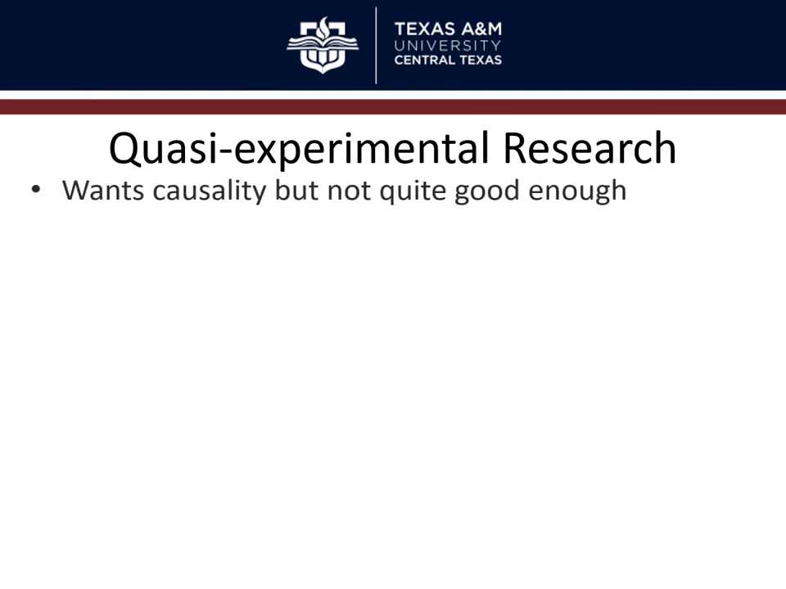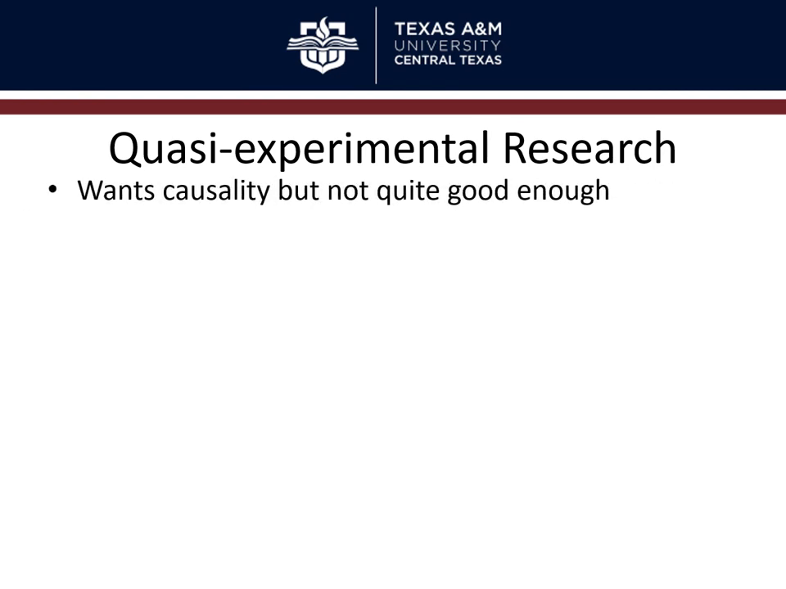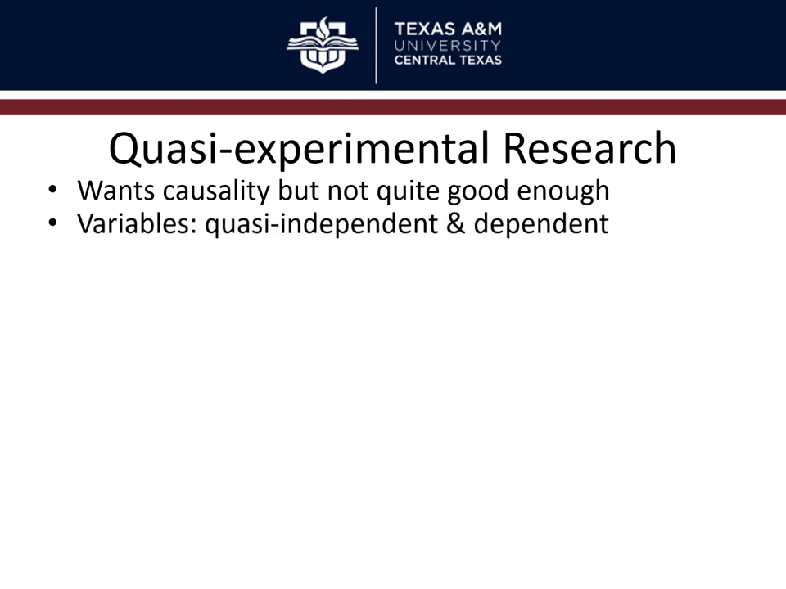Quasi-experimental research, which again I said wants causality, wants to be experimental, not quite good enough. This is the JV on the team, where experimental is varsity, quasi-experimental is the junior varsity. The variables, you don't have an independent and dependent, you have a quasi-independent variable and a dependent variable. So what's missing that makes it quasi-experimental?